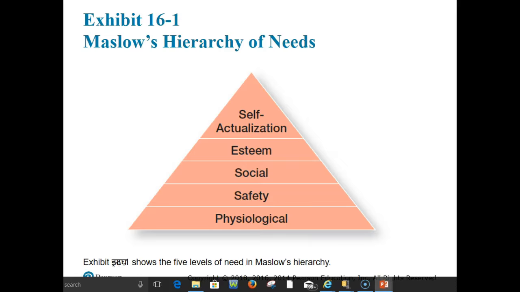So Exhibit 16-1 here shows the 5 levels of needs in Maslow's hierarchy theory. And at the very bottom are your basic, your physiological needs: food, water, shelter. Then you have your safety needs, to feel safe. Individuals, before they go on to the social needs, need to have those safety needs met. Social, that need for belongingness. You have esteem as the next one. And then your self-actualization.